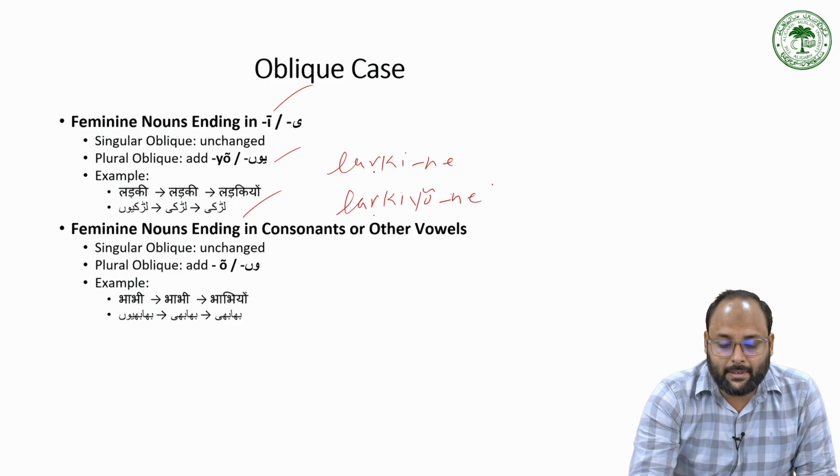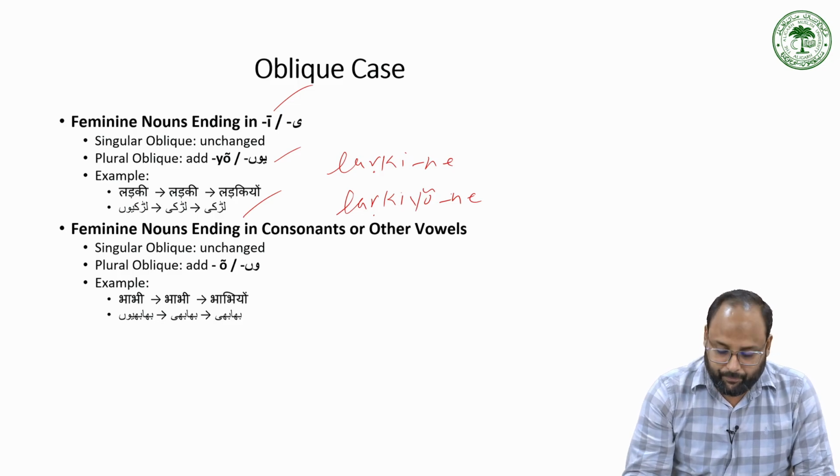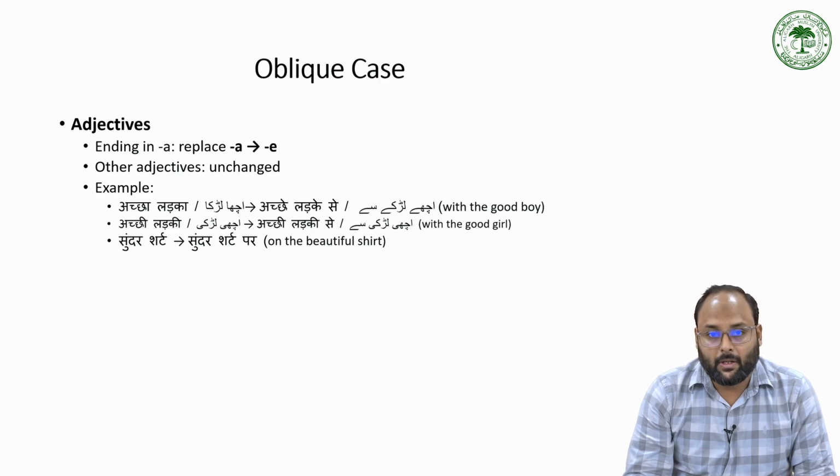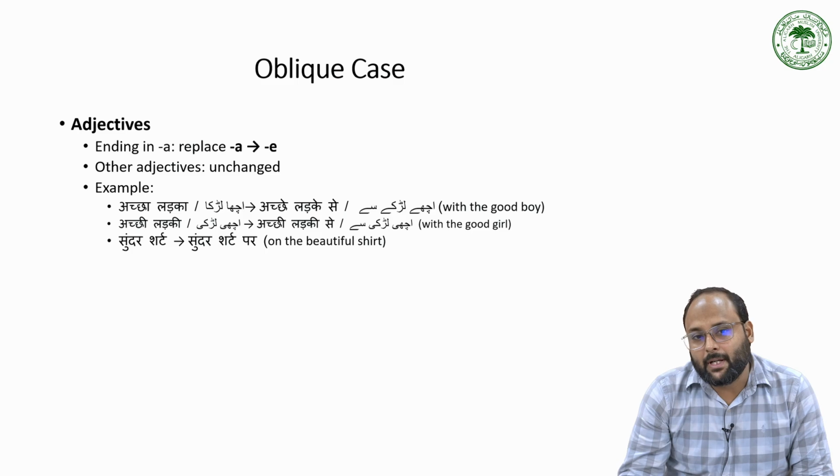And when it ends with a consonant other than a vowel, like bhabhi, so bhabhi ne or bhabhiyon ne. So for adjectives, when the adjective ends with a, it is replaced with e. Like अच्छा लड़का, अच्छे लड़के से.